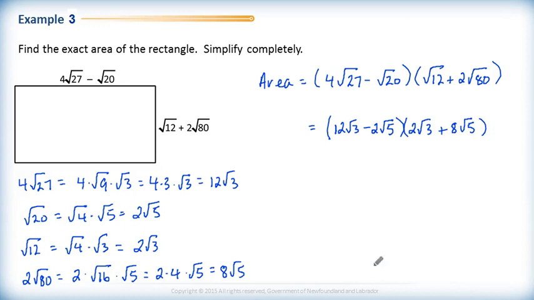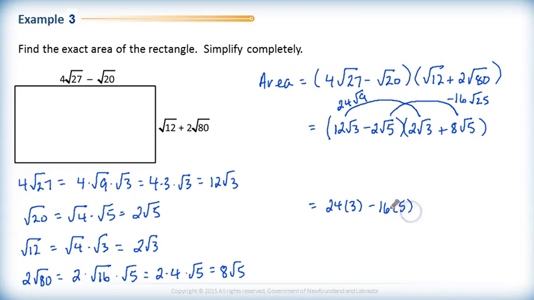Now we've got a little bit of FOIL work to do. 12 root 3 times 2 root 3. That's 24 root 9. But hopefully you recognize the square root of 9 is 3. So we've really got 24 times 3 for that part. So minus 2 root 5 times 8 root 5, that's minus 16, and root 5 times root 5 is the root of 25. But again, multiplying a root by itself, we're going to end up really just losing the root. So we've got minus 16 times 5 for that multiplication.